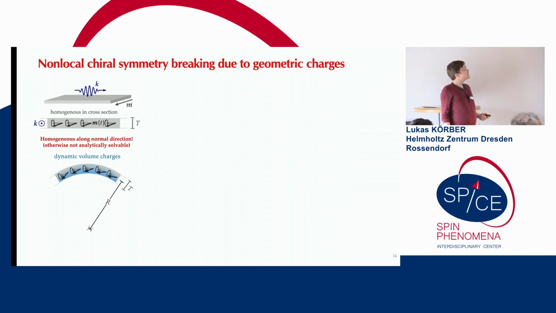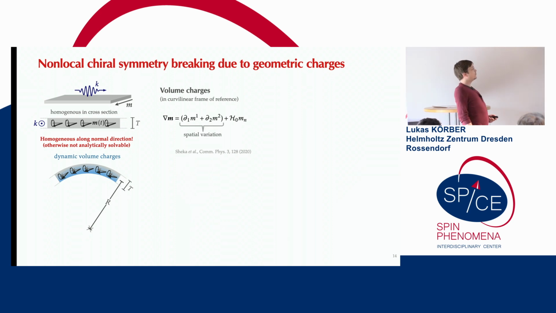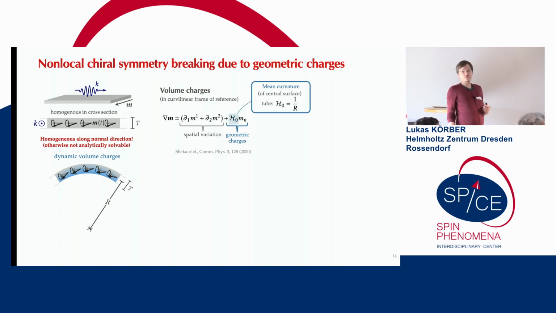And we can even distill this contribution in a mathematical way by writing down the volume divergences in the curvilinear frame of reference for micromagnetic shells with a very small thickness. This was proposed by Schecker et al. as a general model, where we can write the volume divergences as an intrinsic contribution, which is solely determined by the spatial variation of the magnetization within the curvilinear frame of reference, as well as a geometric contribution, which we can denote as the geometric charges, which are determined by the mean curvature of this magnetic shell.